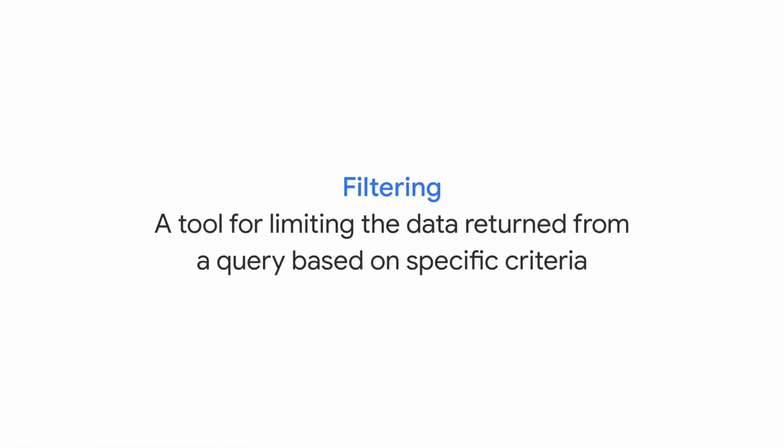Hi, and welcome to this video on filtering with dimensions and measures. Filtering is the process of limiting the data returned from a query based on specific criteria. It's a powerful tool that can be used to narrow your focus on a specific part of your data. When working with data visualization tools, filtering is usually done on dimensions and measures. Let's explore how filtering works with each one.